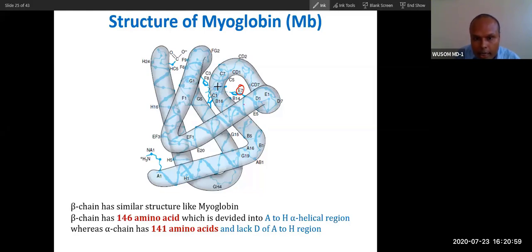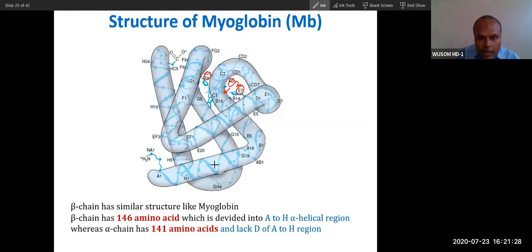E7 will fill the 5th valency, and then F8 will fill the sixth valency. Now this F8 is very close, so this is called proximal and this is called distal. And oxygen will bind here, at this place, not here. So we will see about this.